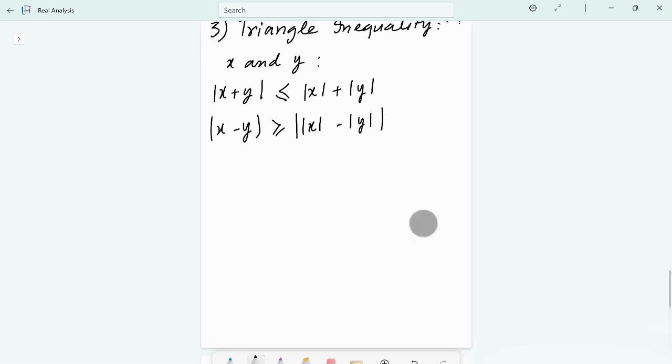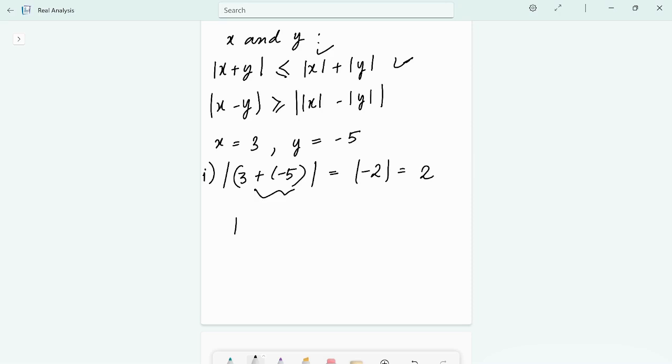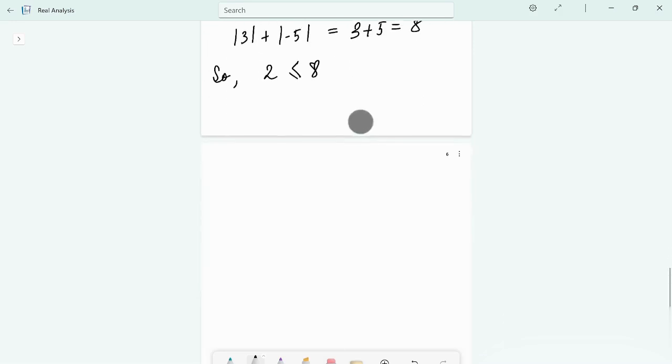If we take an example where x equals 3 and y equals minus 5, for the first one, let's do it. Mod of 3 plus minus 5 equals, what is it equal to? Mod of minus 2, which is 2. Now for this part, mod 3 plus mod of minus 5, which is 3 plus 5, equal to 8. So we get 2 is less than or equal to 8. So this is true. We proved it through this example.